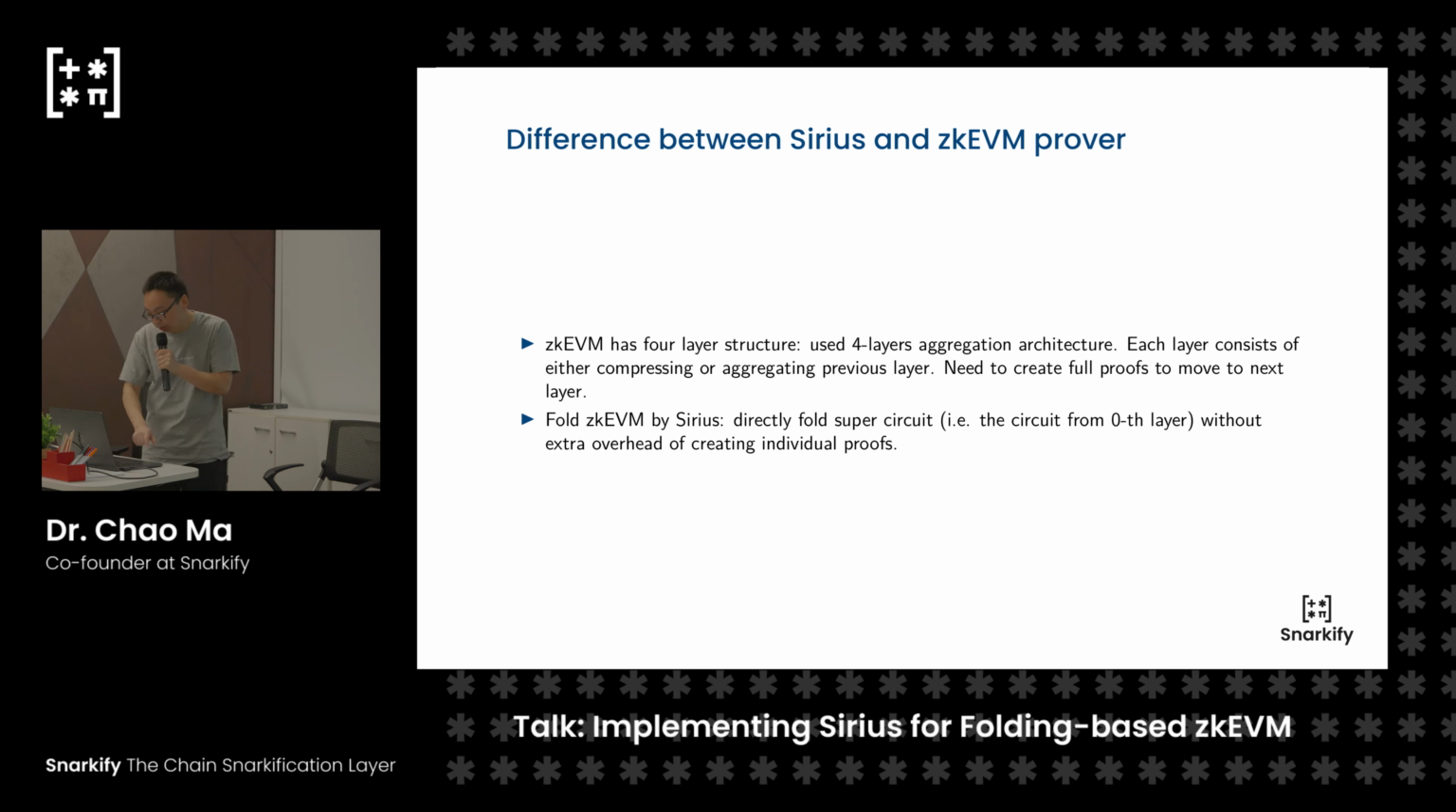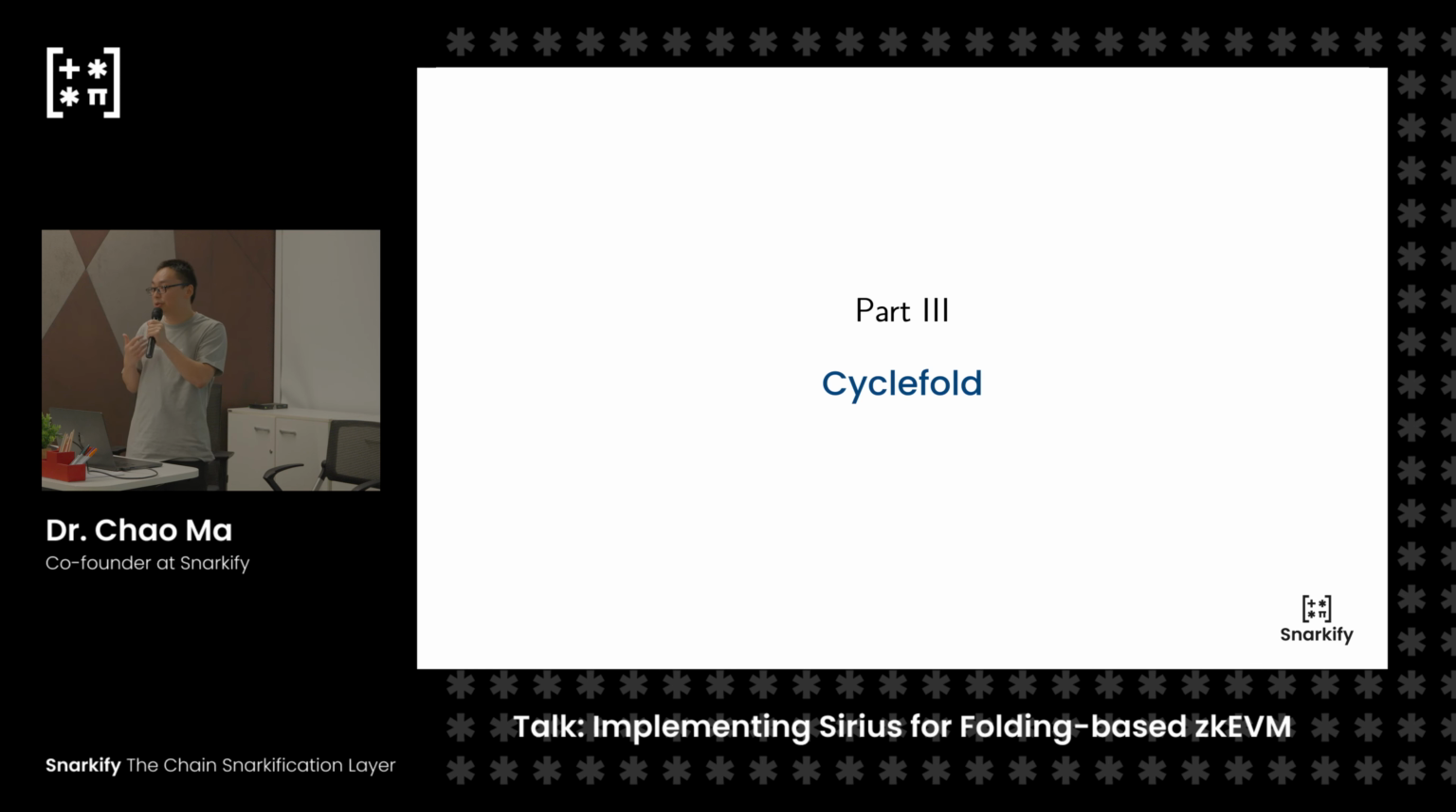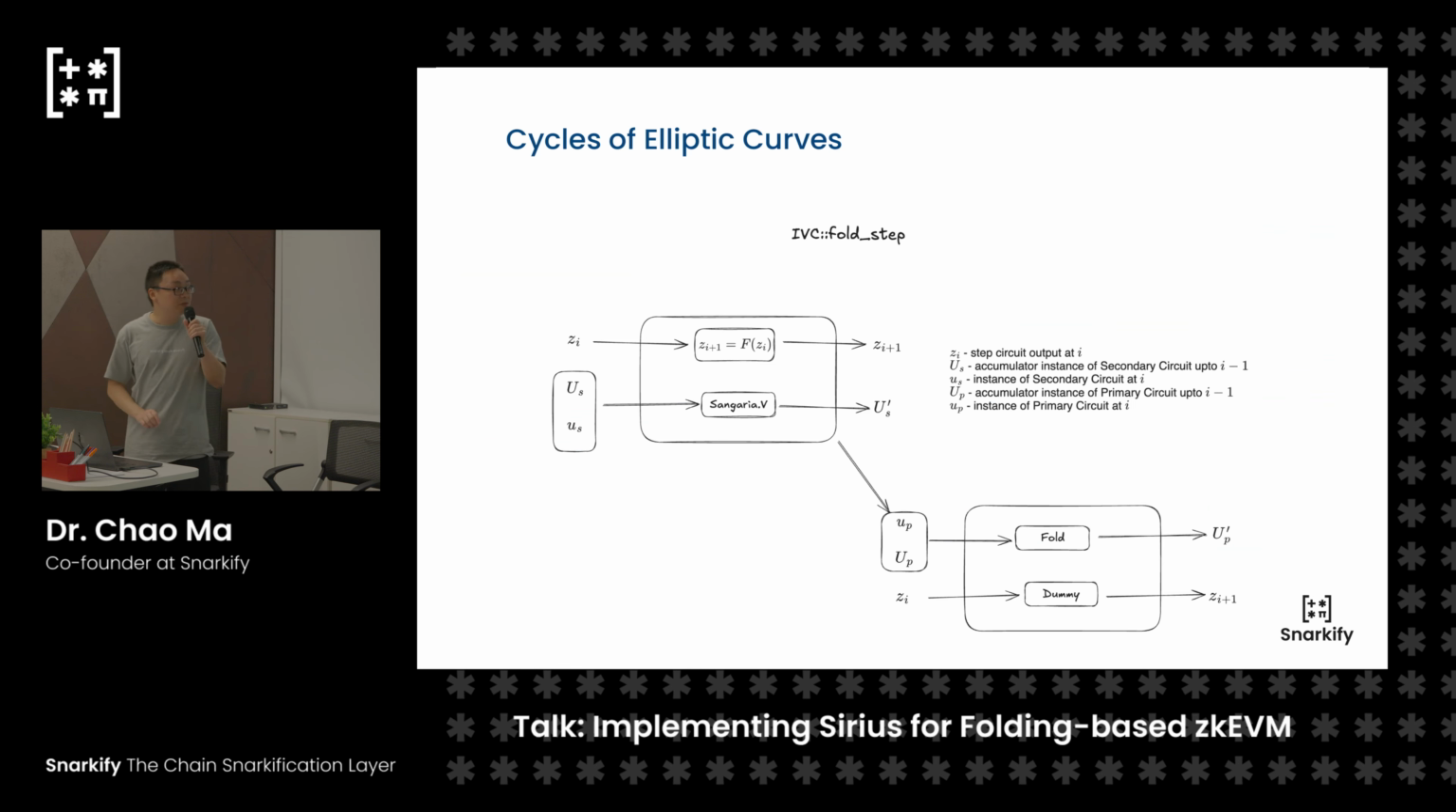So next, I will talk about CycleFold. This is a folding scheme we are trying to implement right now. It will also be helpful to make the zkEVM circuit folding faster. First I will introduce what we have now, which is the cycle of elliptic curves. This is a Sangria-type folding, or previously, how we did the folding.